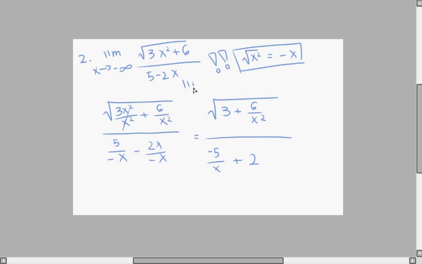And now we take the limit since you can't really simplify any further. So 6 over negative infinity squared would equal 6 over infinity, which would equal 0. So we would get root 3 plus 0. And on the bottom, negative 5 over negative infinity is just going to give you 0. And then here, it's just going to be 2. So the answer to this problem would be root 3 over 2.